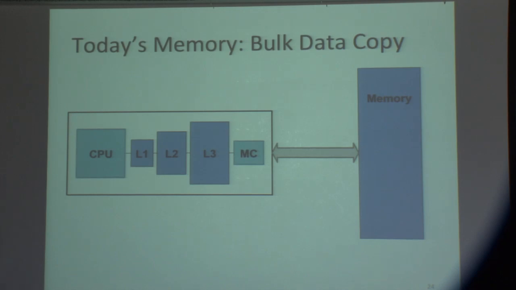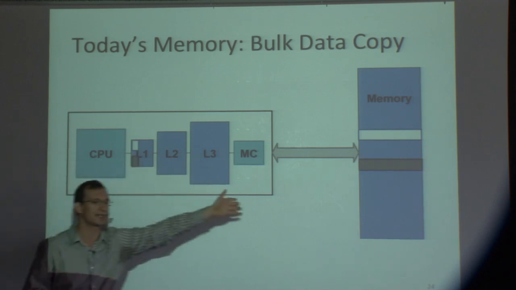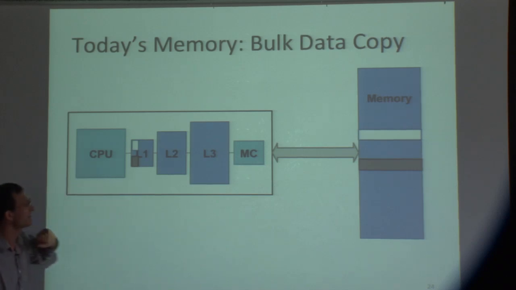So if you want to copy one page to another page in memory today, what you need to do is a lot of waste. Right? Basically, you need to take the source page byte by byte, bring it all the way to the L1 caches, and write it byte by byte to the destination page. And then eventually those lines get evicted to memory.